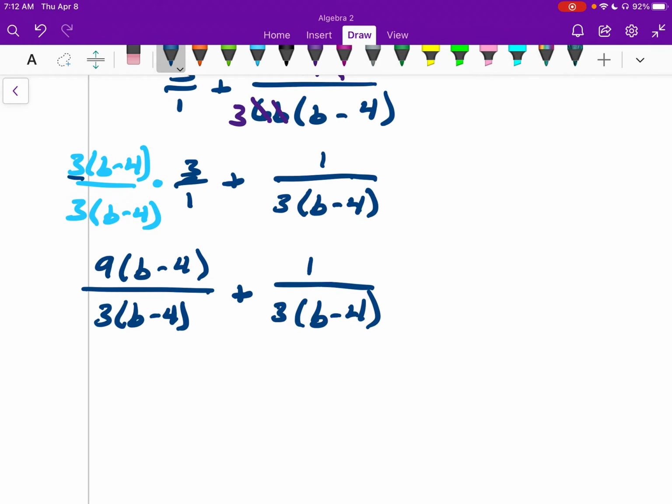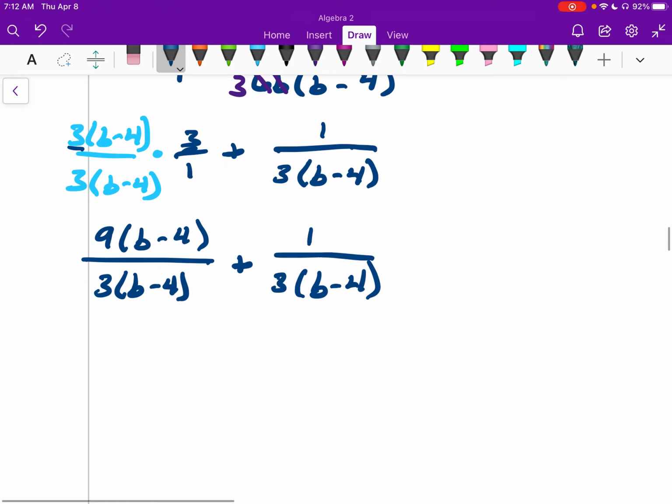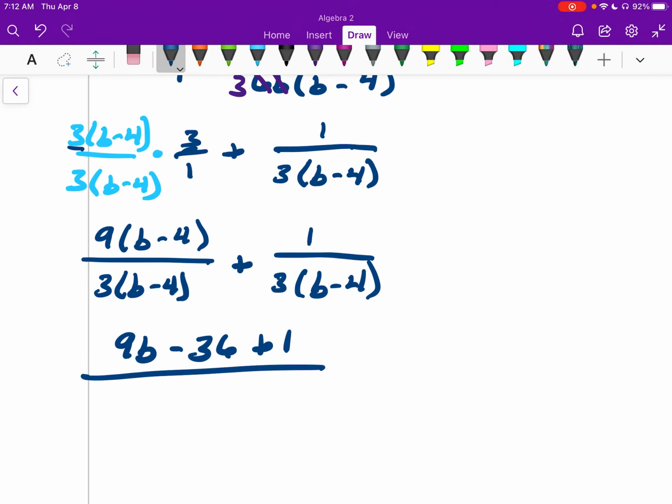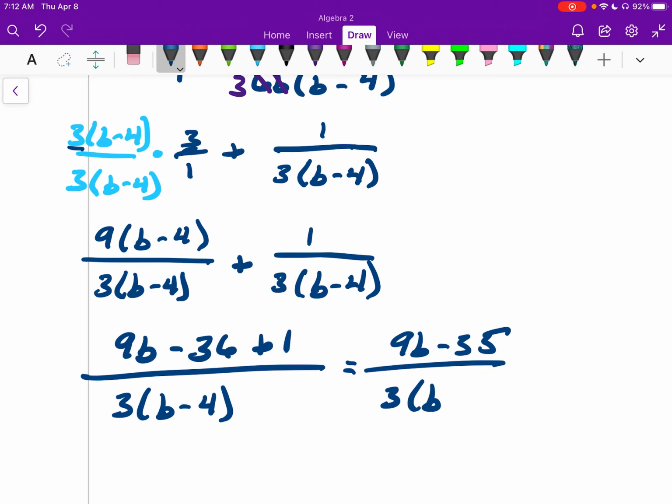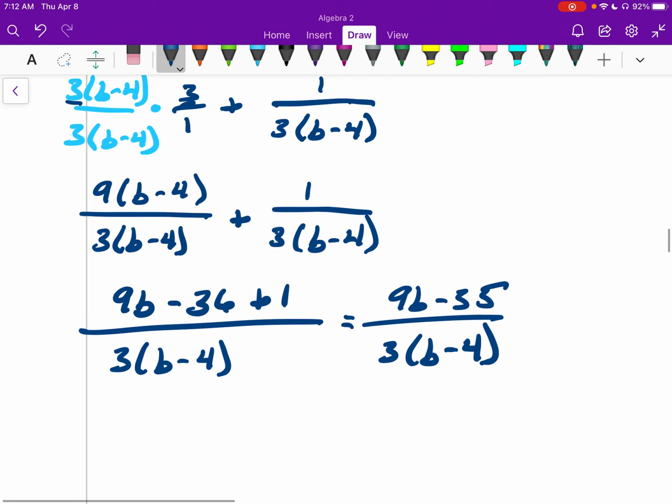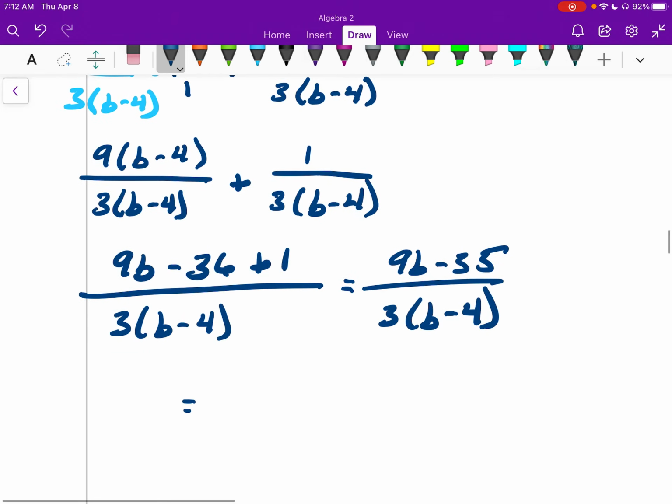My denominators are now the exact same thing, so I can put these together. Now I'll have 9, actually, you know what, I'm going to distribute this out. I'll have 9b minus 36 plus 1 over 3b minus 4. And then combining like terms in the numerator there, I can say, well, 9b minus 35 over 3b minus 4. Now you can leave your answer as that, or you can change it to 9b minus 35 over 3b minus 12.